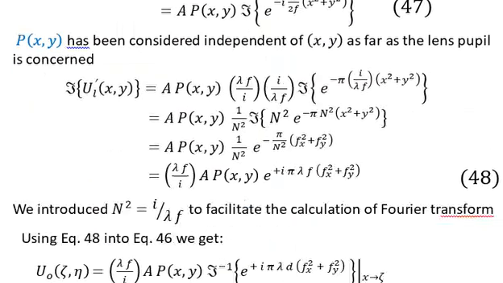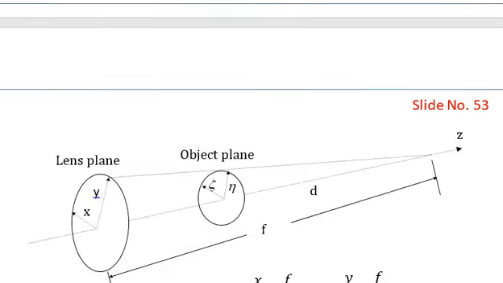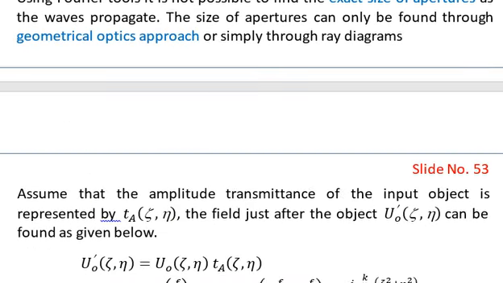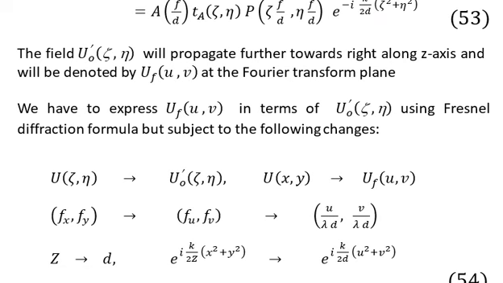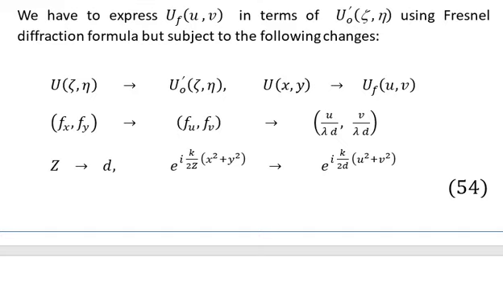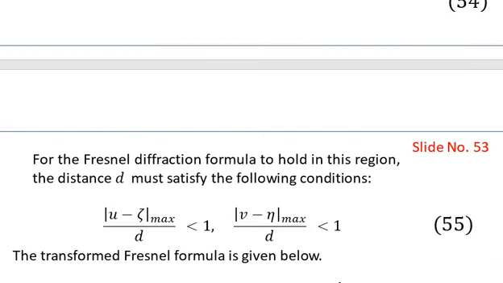So you see that we have next to calculate this transformation so that we can calculate the field at the Fourier plane. We have to express U of u and v in terms of U naught prime of zeta and eta using the Fresnel diffraction formula, but subject to the following changes. You can read these changes by yourself, but I am going directly to equation number 55.